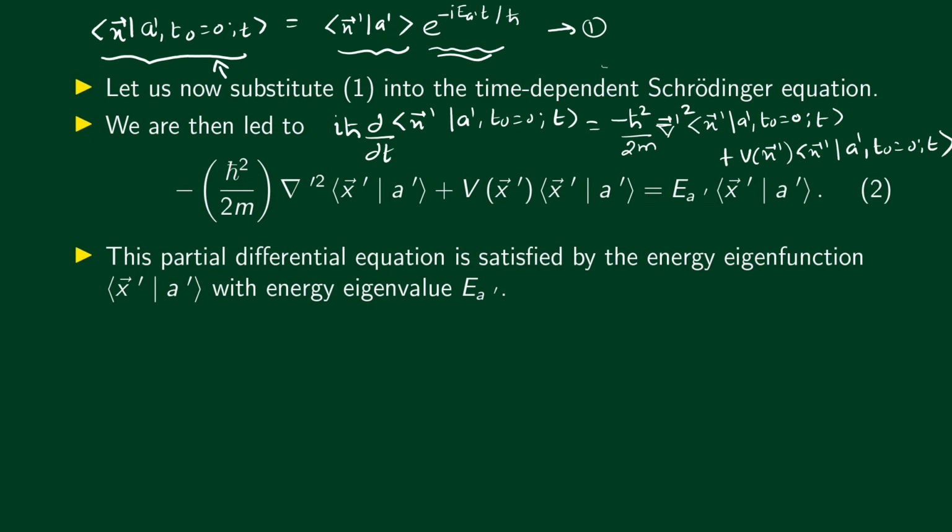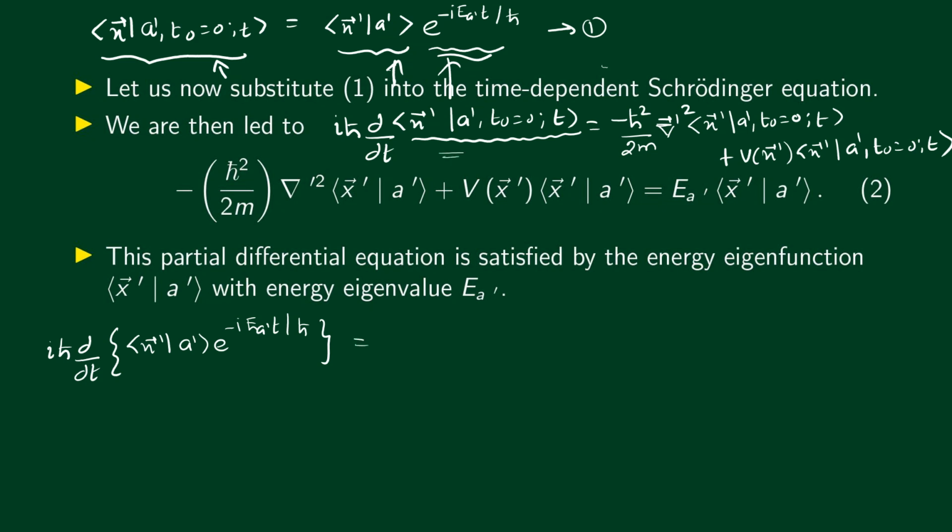So this is nothing but the Schrodinger equation that we derived earlier. We are just writing the Schrodinger equation for this particular wave function. But this particular wave function is special. This is an energy eigenfunction, and we know it's related to the initial energy eigenfunction in this manner. So we can substitute from equation 1. So instead of this bra x vector prime ket A prime, t0 equal to 0, at time t, we can put this equation in. So this becomes i h bar partial derivative with respect to time of bra x vector prime ket A prime e raised to minus i E_A prime t by h bar. So that's the first term here.